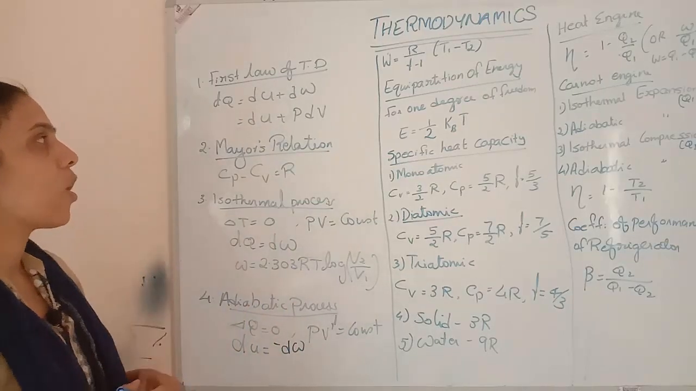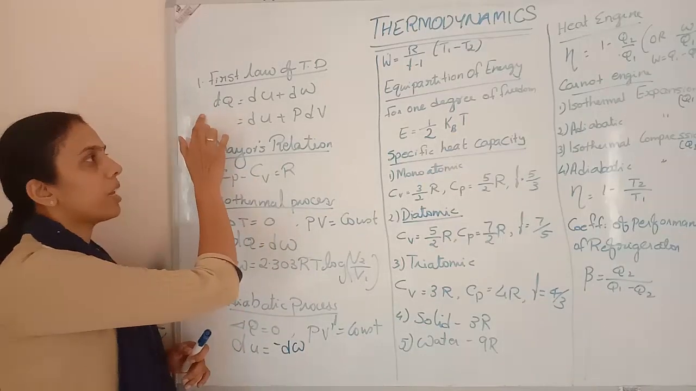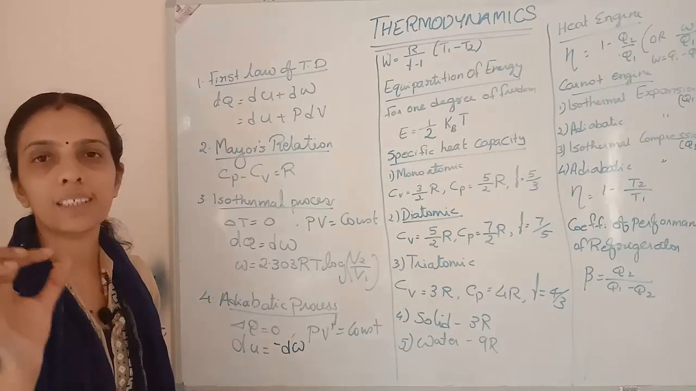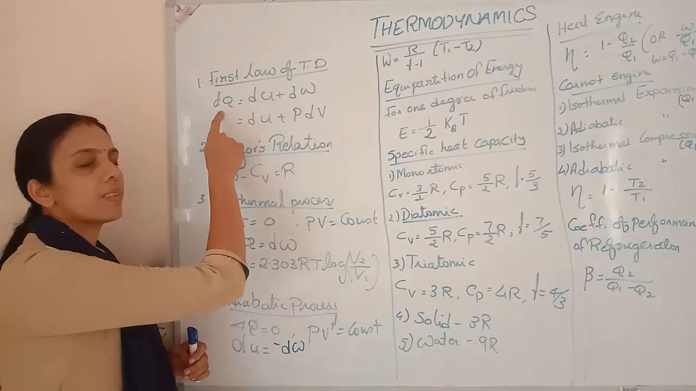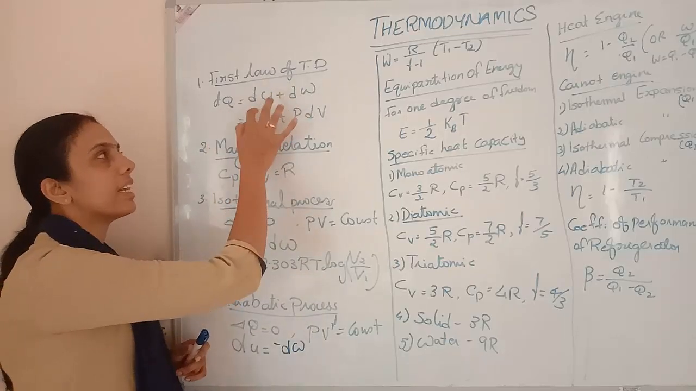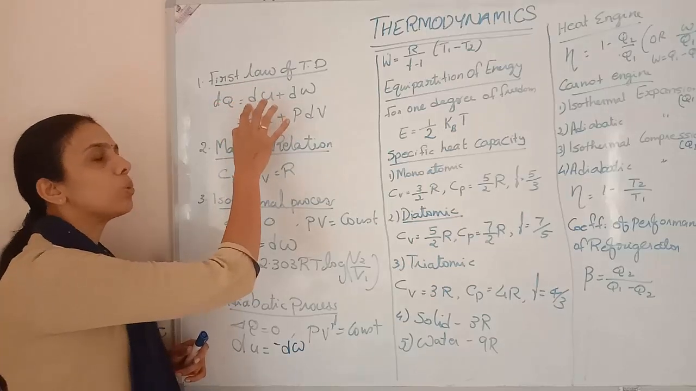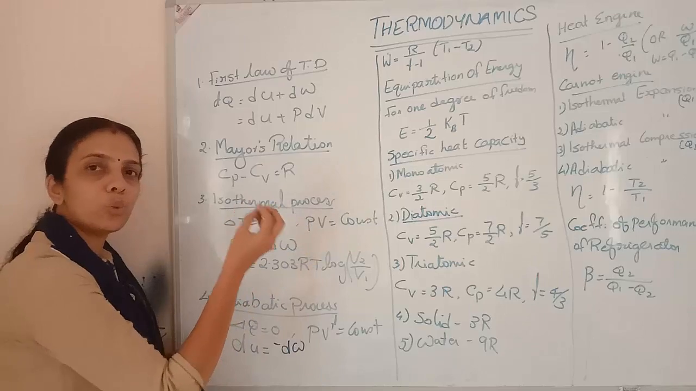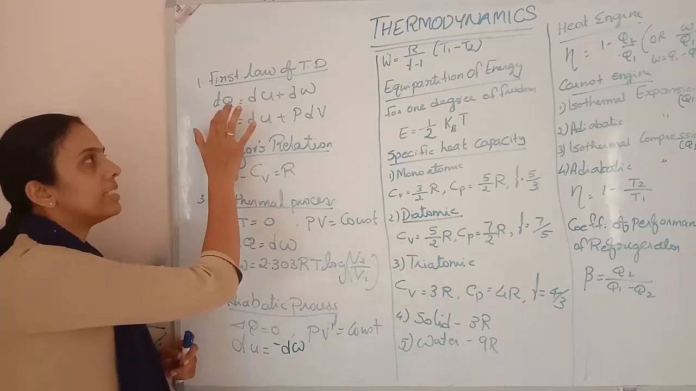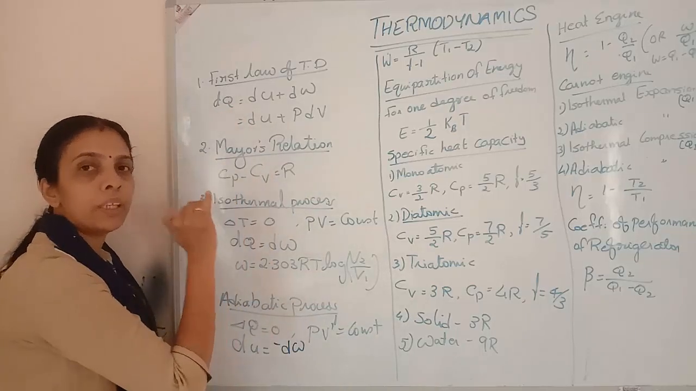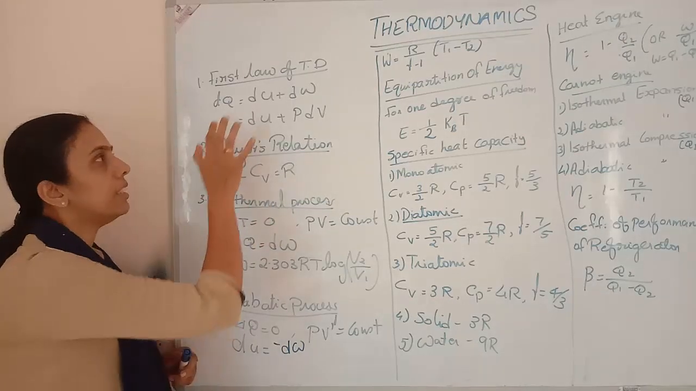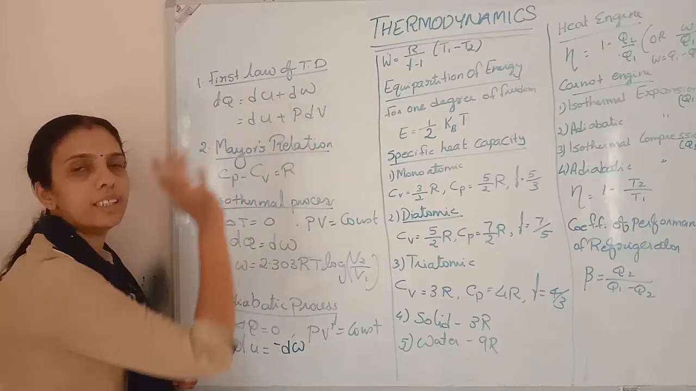Next, the first law of thermodynamics. In the first law of thermodynamics, the mathematical expression we wrote as dq equals du plus dw. What is dq? dq is the amount of heat energy. The given heat energy is used for changing the internal energy and for doing work. The heat energy absorbed or liberated will be equal to the change in internal energy and the work done. dq equals du plus dw.